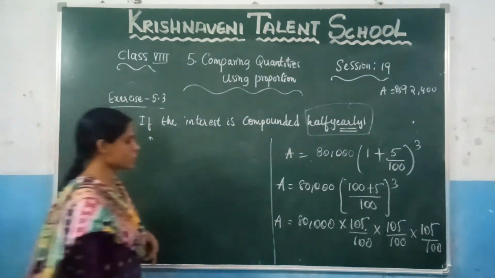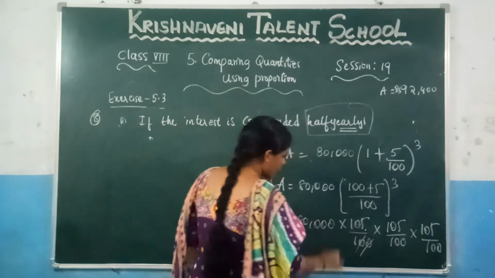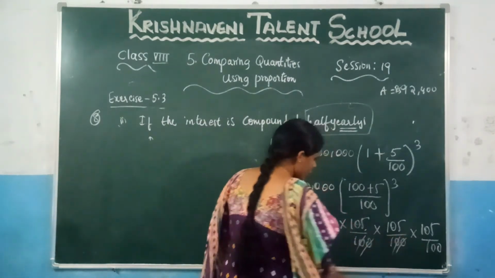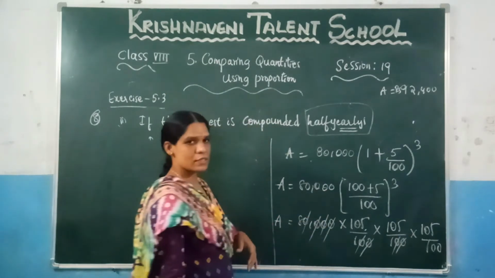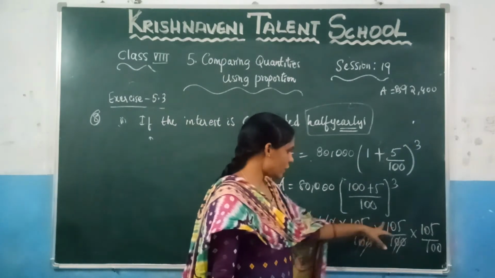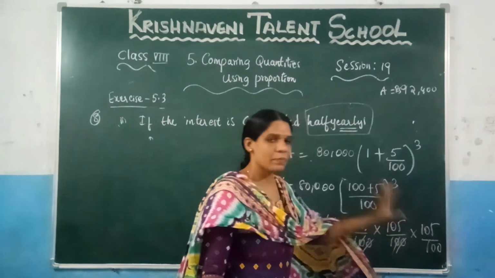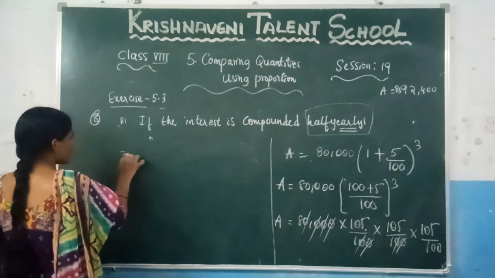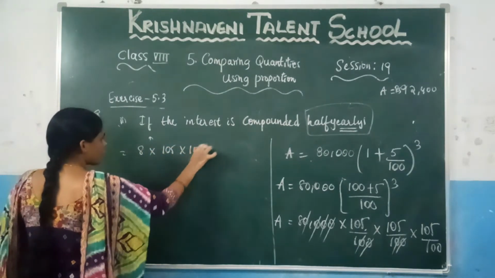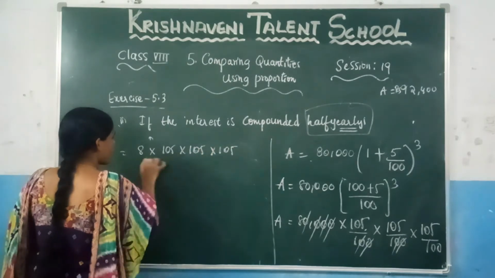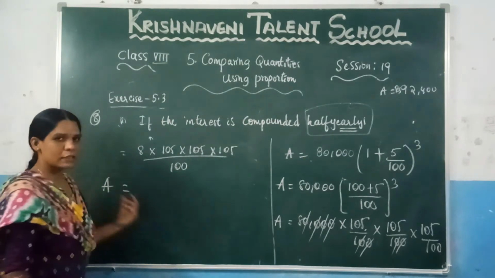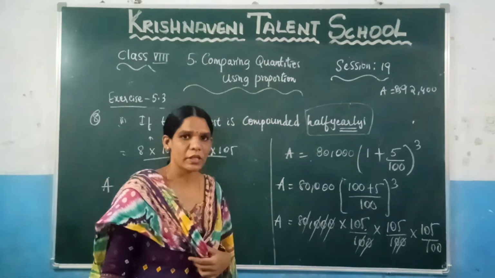So let us simplify this one. 0, 0 will get cancelled. Here 0, here 0 will get cancelled. And similarly here 0, here 0, here 0, here 0 will get cancelled. Now you need to multiply here 8 into 105 into 105 into 105 by 100. So what we need to simplify here? 8 into 105 into 105 into 105 by 100. If you calculate, you will get the amount if the interest is compounded half yearly.